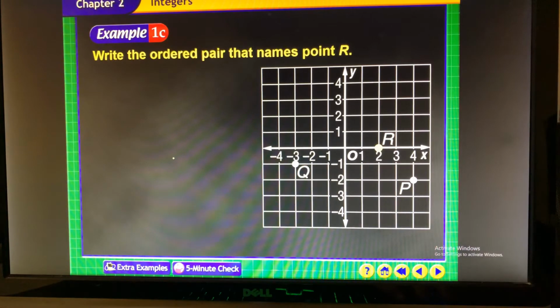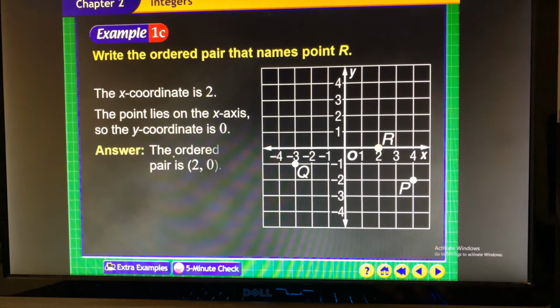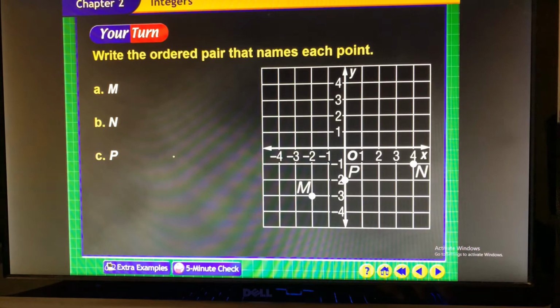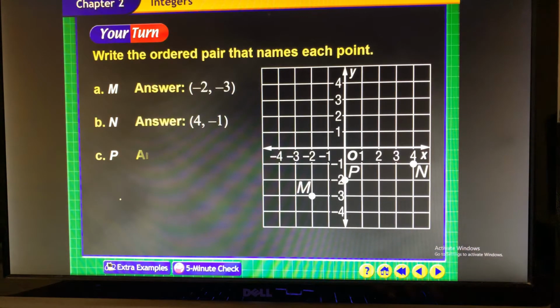Point R is not in a quadrant. It's on the x-axis, and you would write (2, 0). So it went to the right 2, but it didn't go up or down. So M, N, and P. Make sure you pause it and can find each one of those easily.